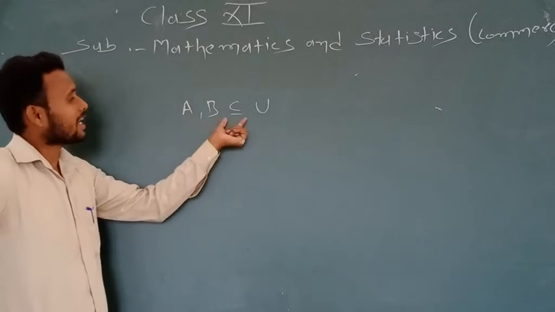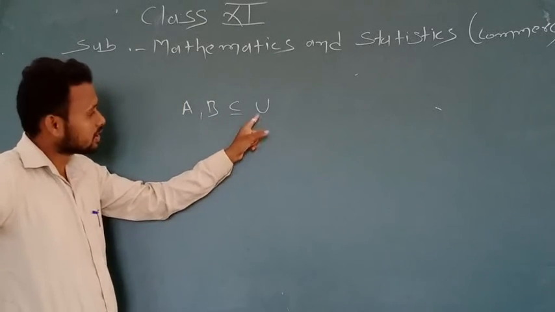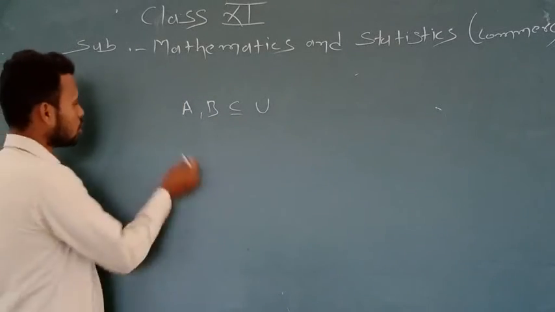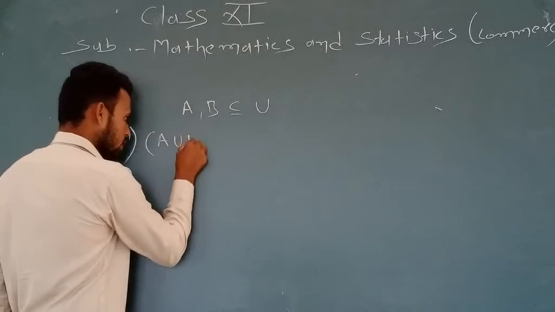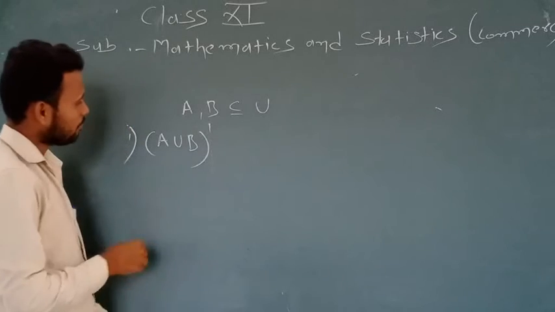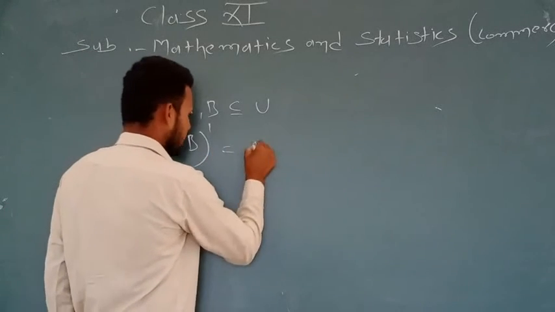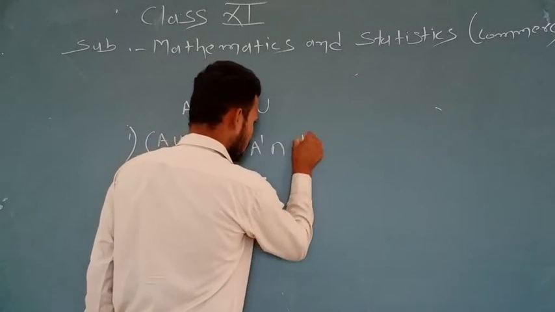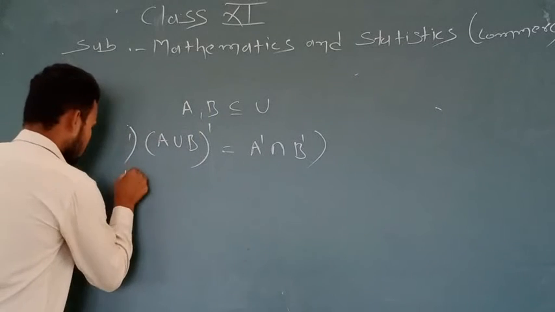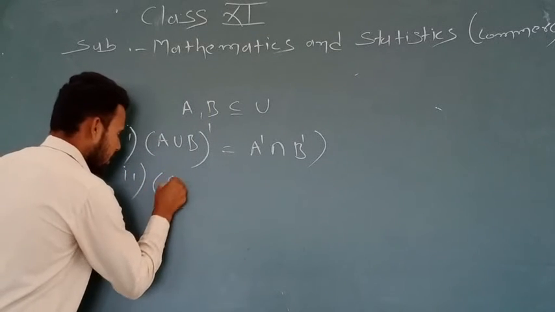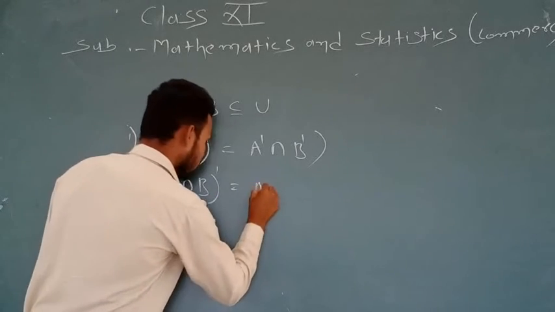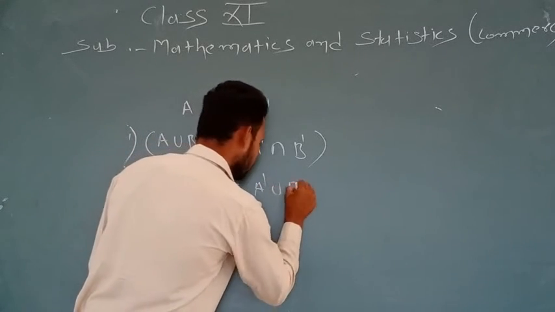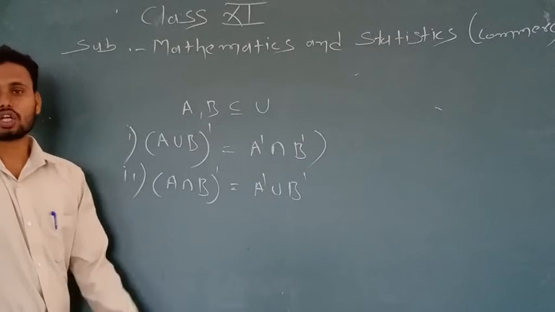Then De Morgan's law, first: the complement of (A union B) equals A complement intersection B complement. And second: the complement of (A intersection B) equals A complement union B complement. That we call De Morgan's law.